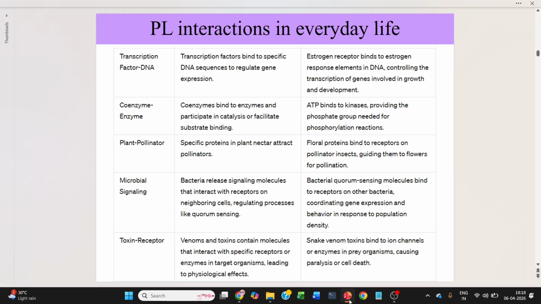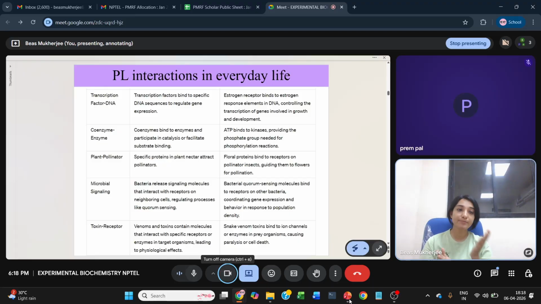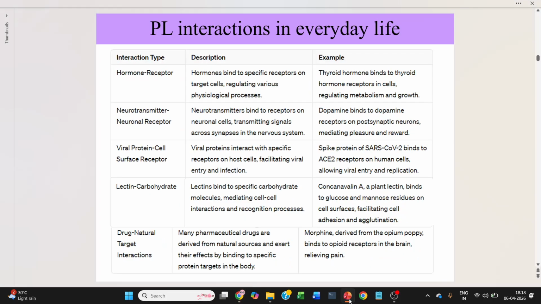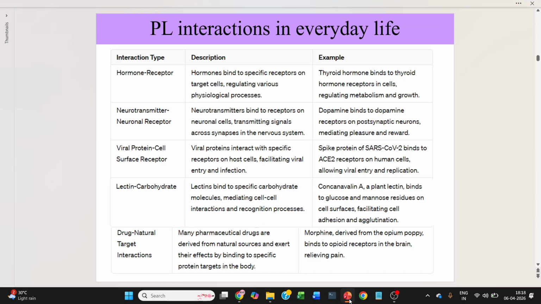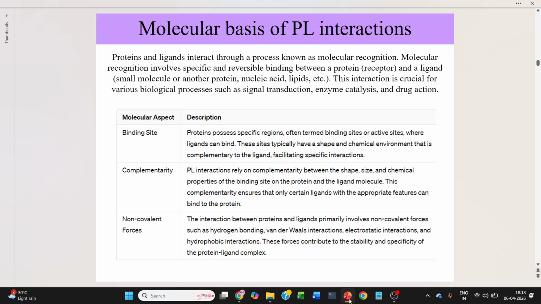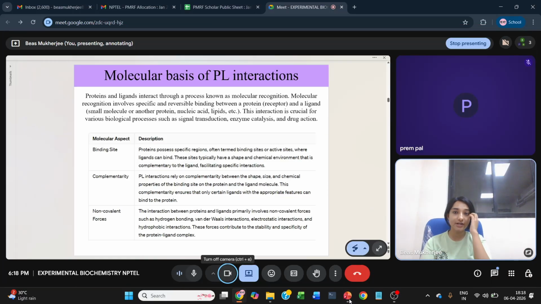Now, there are many other examples. For example, transcription factor binding to DNA. There can be enzyme and coenzyme binding. Then there can be microbial signaling, toxin receptor, etc. All of these different interactions are natural interactions where receptor and ligand, so protein and ligand, bind. Hormone and receptor interaction, neurotransmitter and receptor interaction, etc. So, drug and natural target molecule interaction. These are all different interactions.